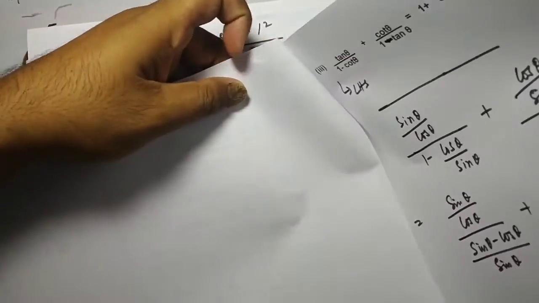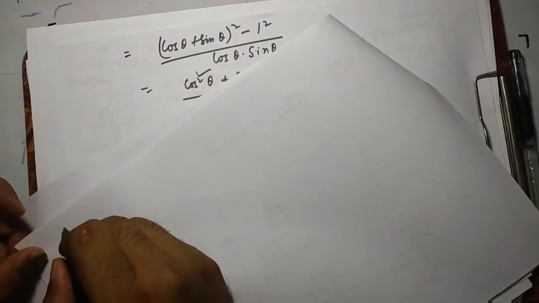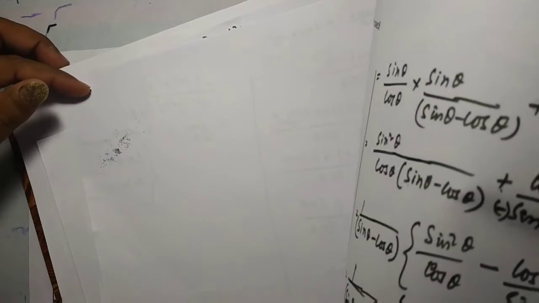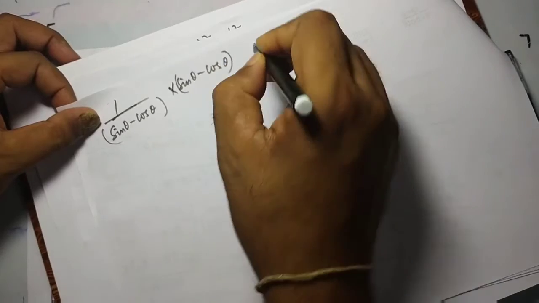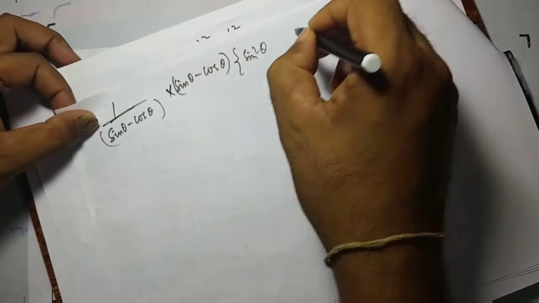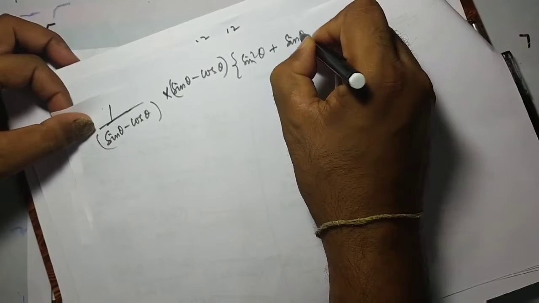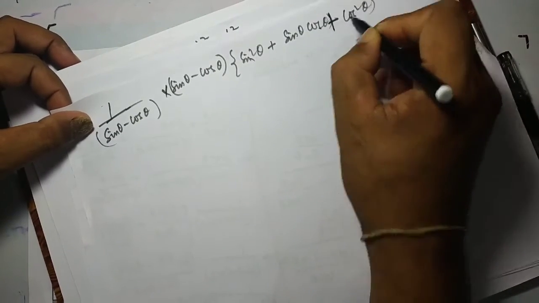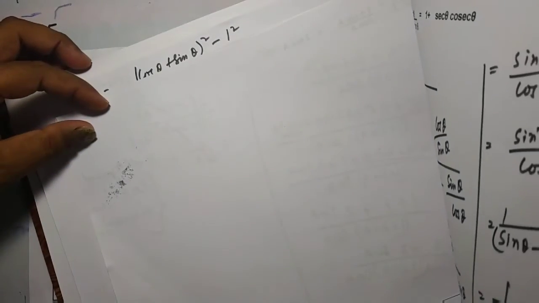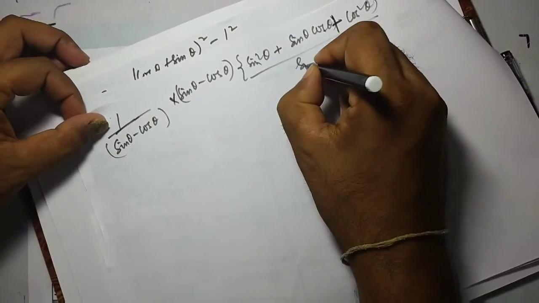Let me rewrite this again: 1 over (sin theta minus cos theta), into (sin theta minus cos theta), then whole into (sin square theta plus AB sin theta cos theta, then plus cos square theta) over sin theta cos theta.